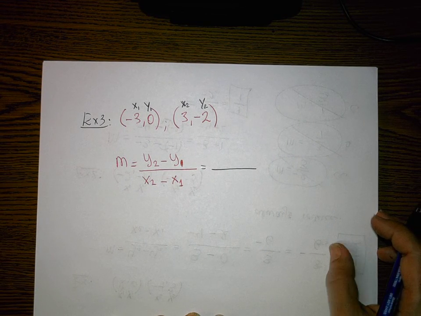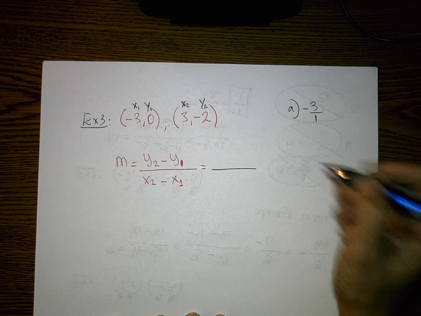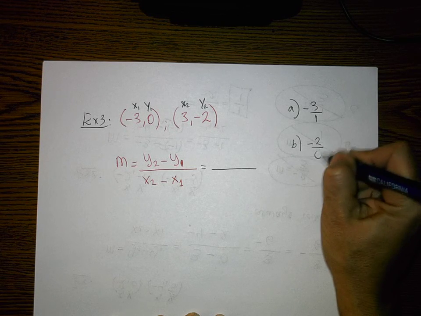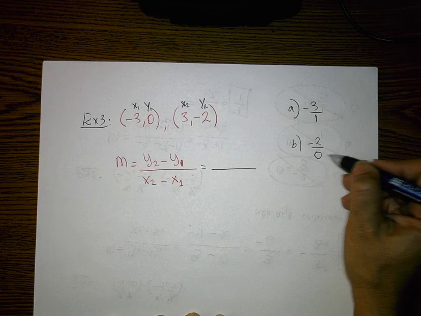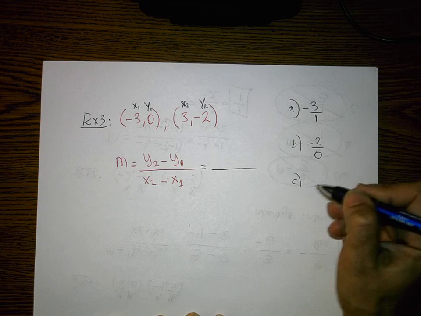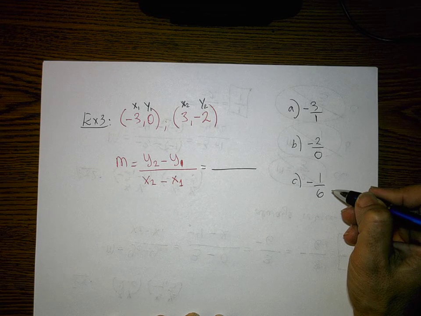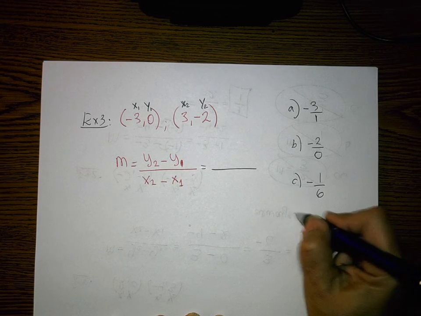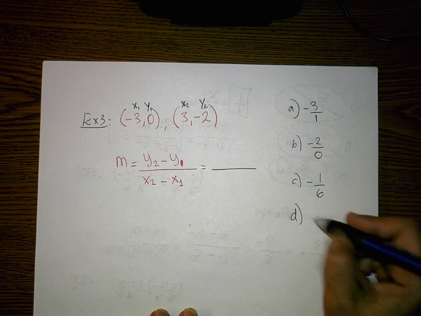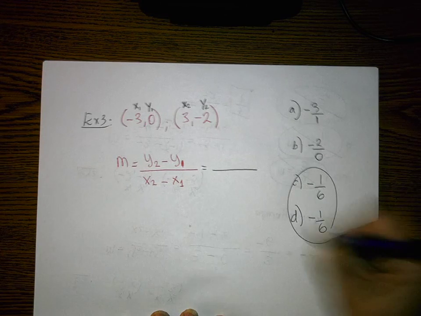Colton, what is your answer? Student A: negative 3 over 1. Student B: negative 2 over 0. Ugh, that's scary because we got 0 in the denominator. Student C: negative 1 over 6. Fatima, what is your answer? Negative 1 over 6? Okay, same as over here. So I have 3 students' answers right there. Let's see who's right.